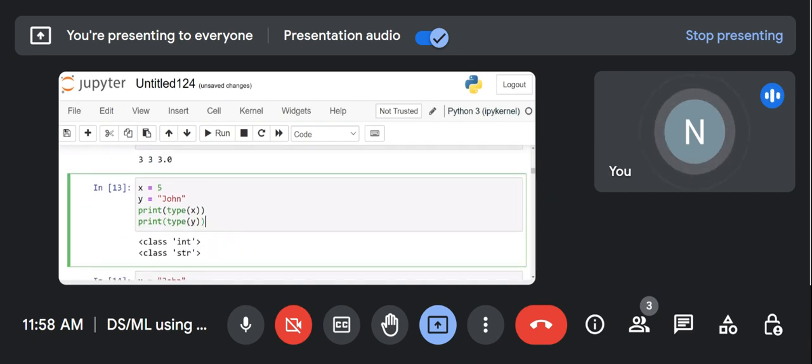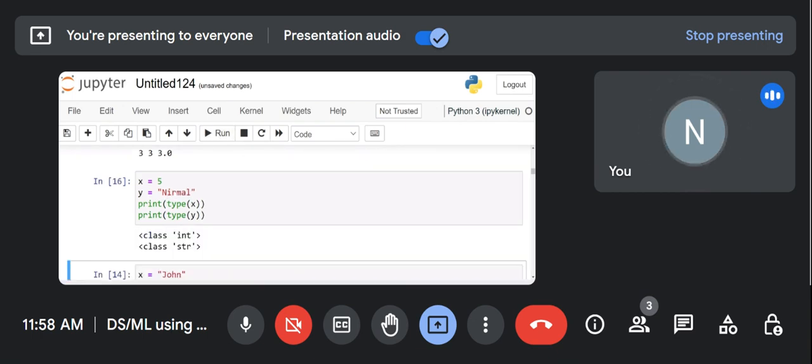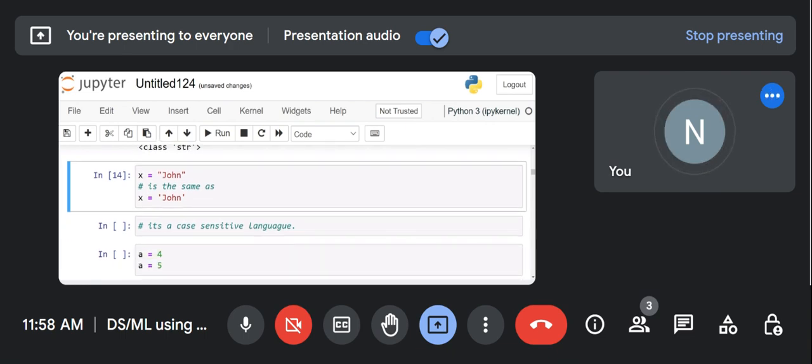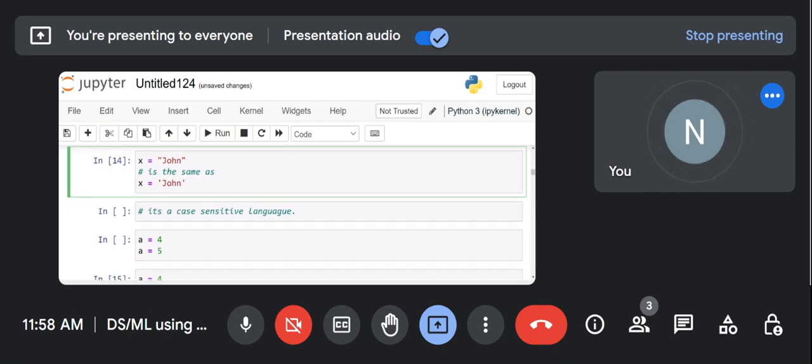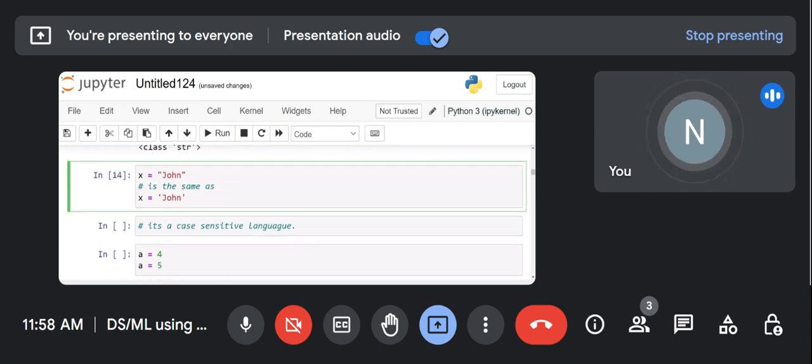Okay, so I can check all these, like x equal to 5, y equal to John, or whatever. If I write like here, no worries. It will give you the type. One is of integer, one is of string. Okay, one more point. Just remember, whether you are writing in a double quote or a single quote, it does not make any difference. Both are the same. Don't get confused with the quotations.